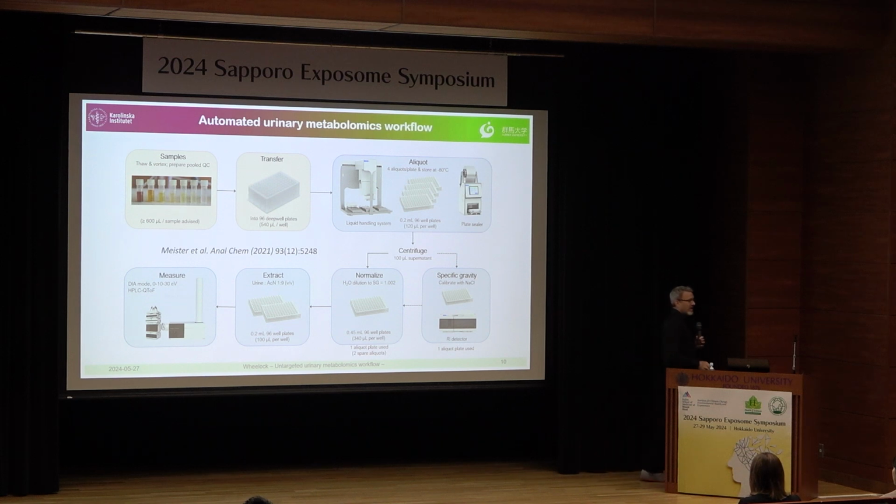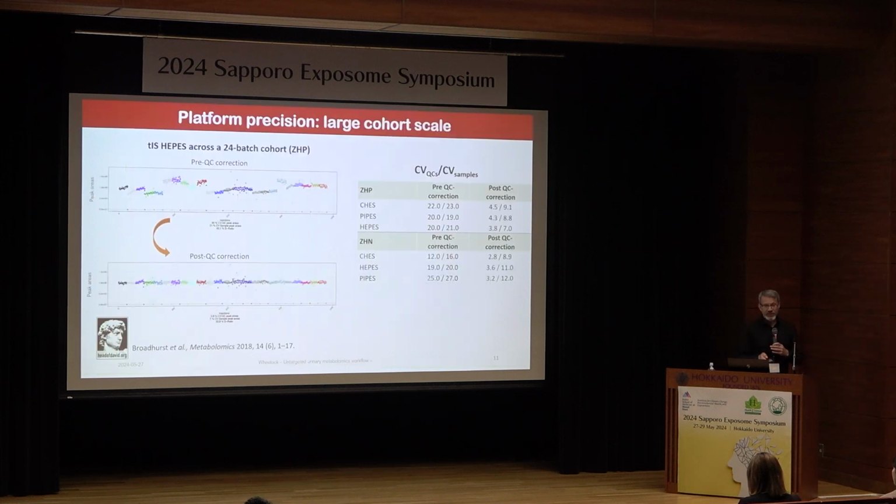One thing that's so fantastic about this is that this system can be run by undergraduates who are doing all the work. It's so robust that under supervision, this can be successfully run by undergraduates. And the proof is in the data. So here's some raw data. This is pre-QC correction from 24 batches, so 24 96 well plates of metabolomics data.